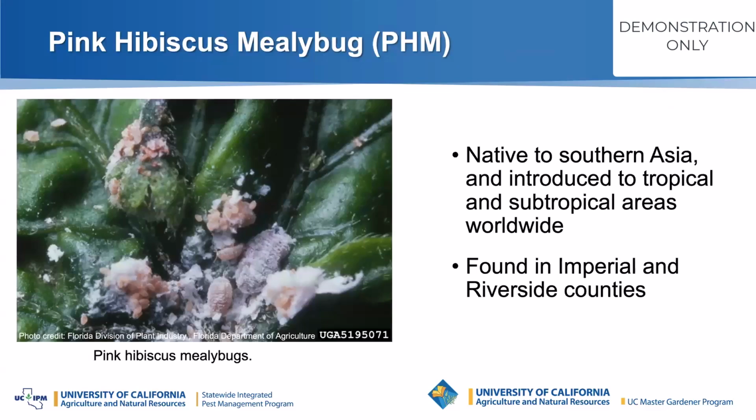The pink hibiscus mealybug, abbreviated as PHM, is native to southern Asia and has been accidentally introduced to many tropical and subtropical regions worldwide. It was first detected in the United States in Hawaii in 1984 and first found in California in 1999. In California, it is known to be present in two counties, Imperial and Riverside. It is unknown how this pest was introduced into the US, but some evidence suggests it came in on imported cargo or passenger luggage.